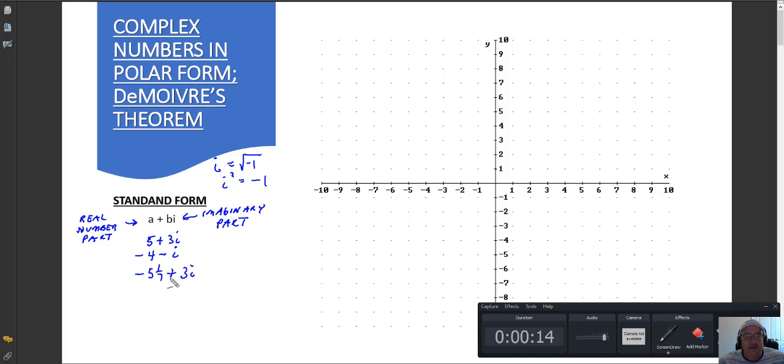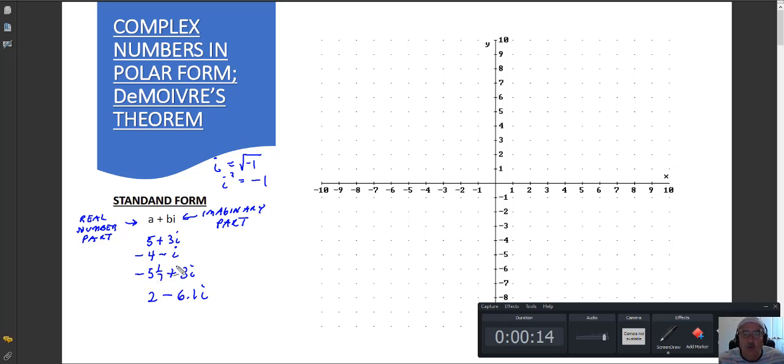And notice a lot of students have the misconception that a and b must always be positive numbers. Not true, all right? A, notice, can be positive or negative, as can b be in these cases. And let's just put one more in here for good measure. Let's put 2 minus 6.1i. All right, so I tried to throw some fractions and decimals and so forth in there.